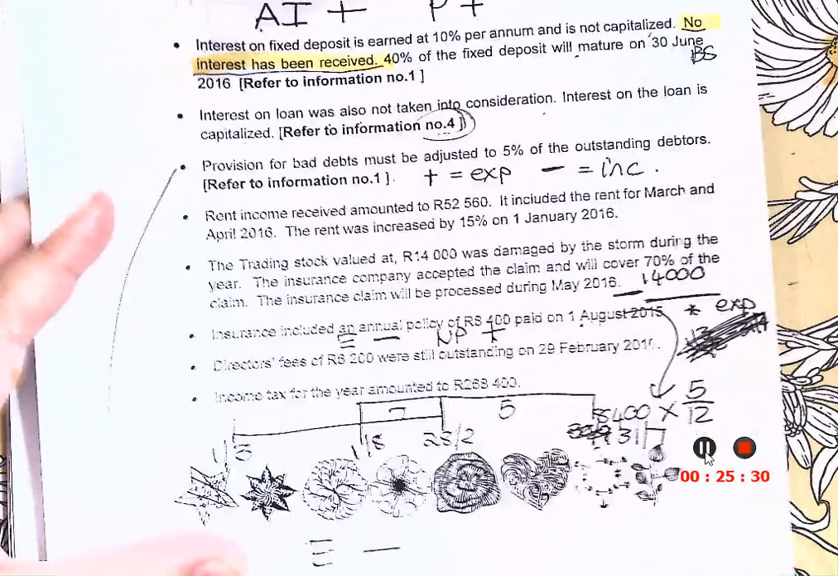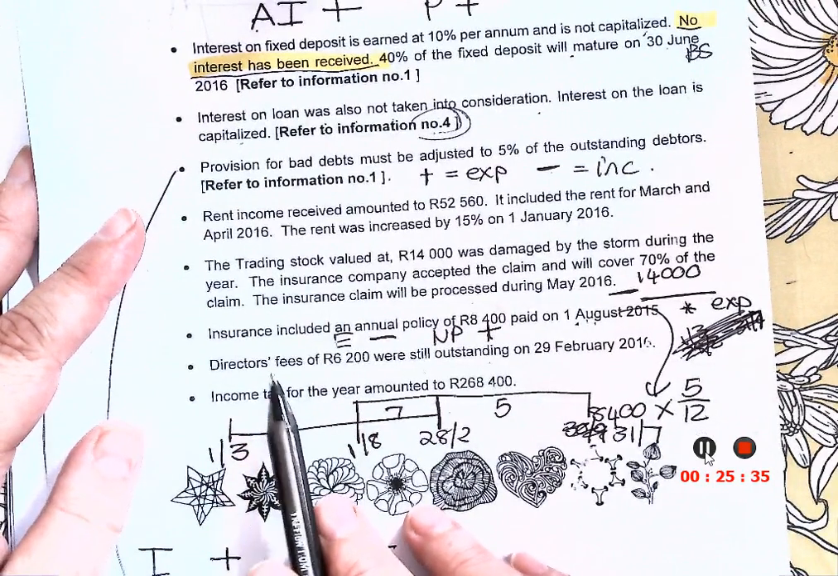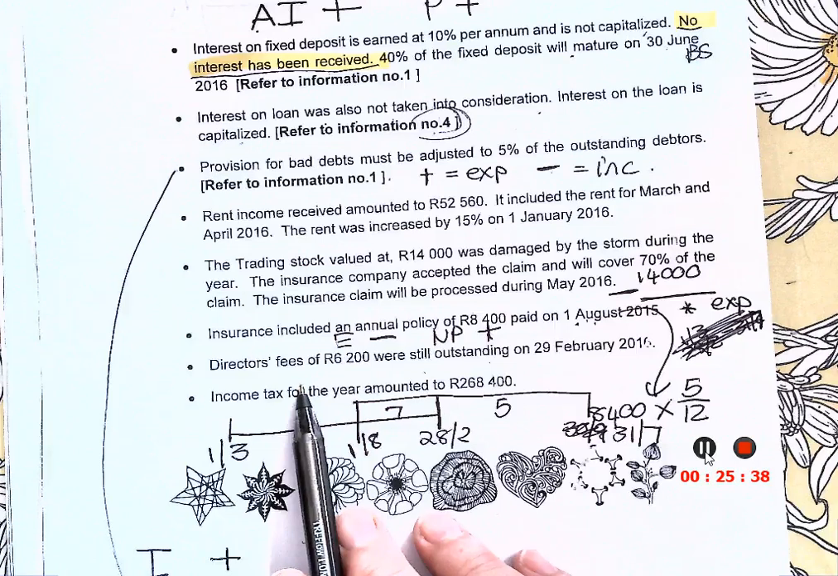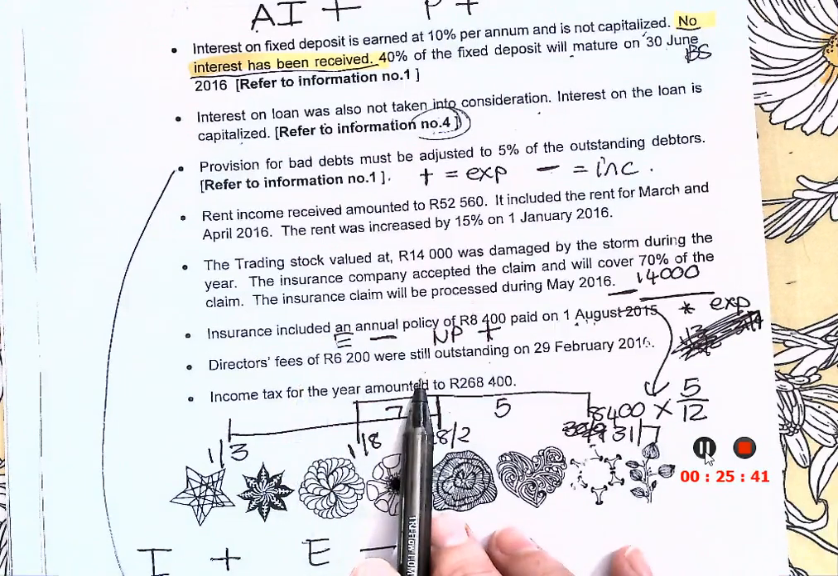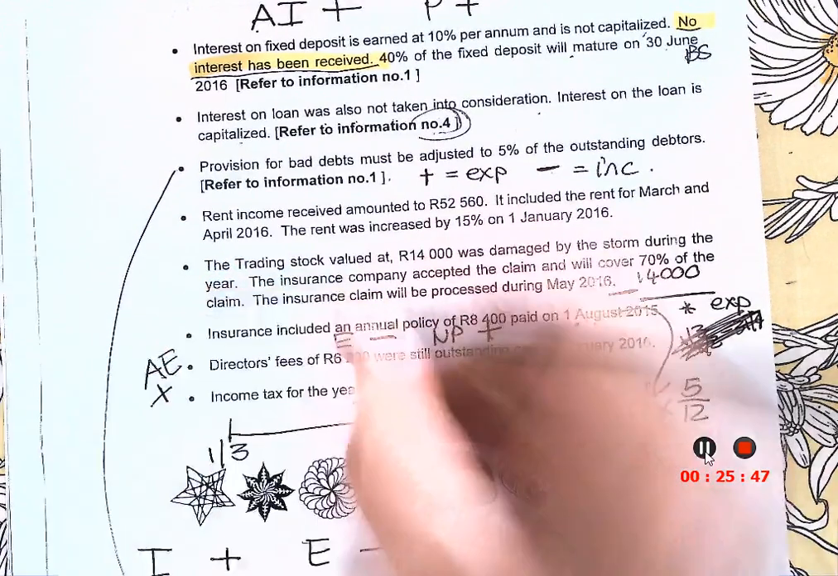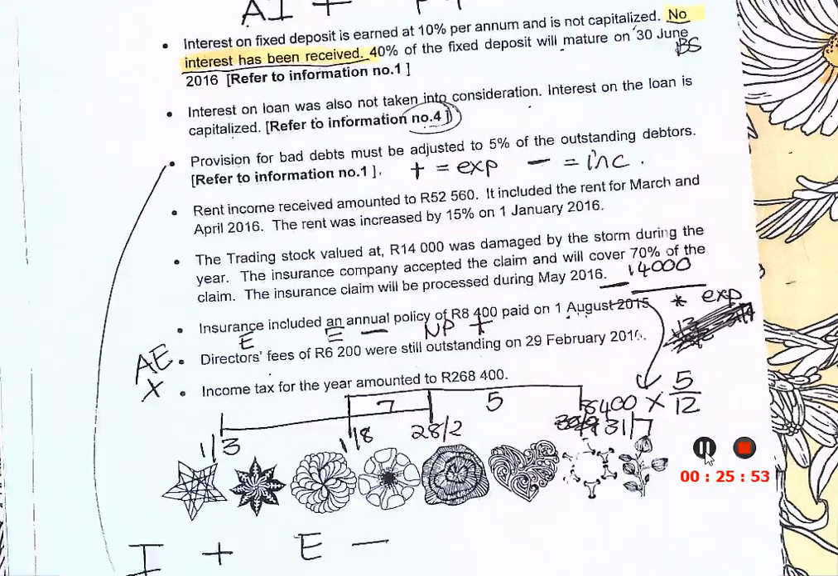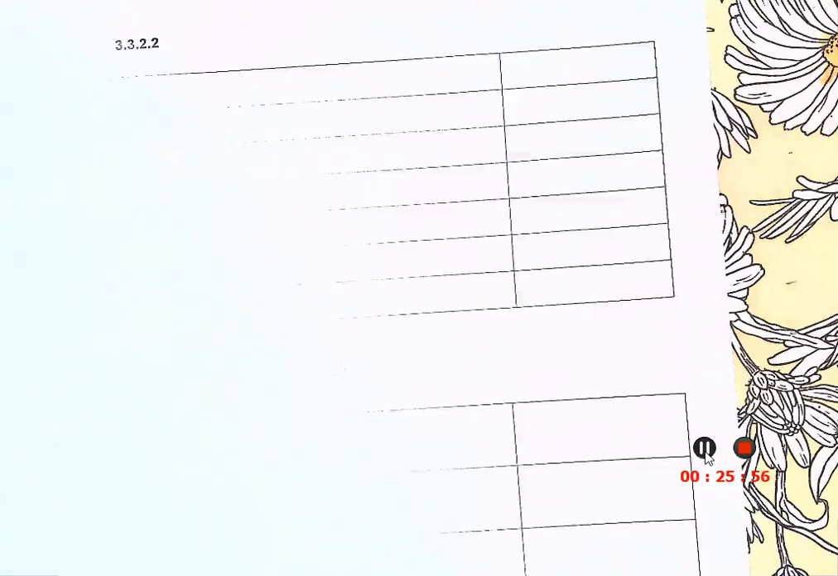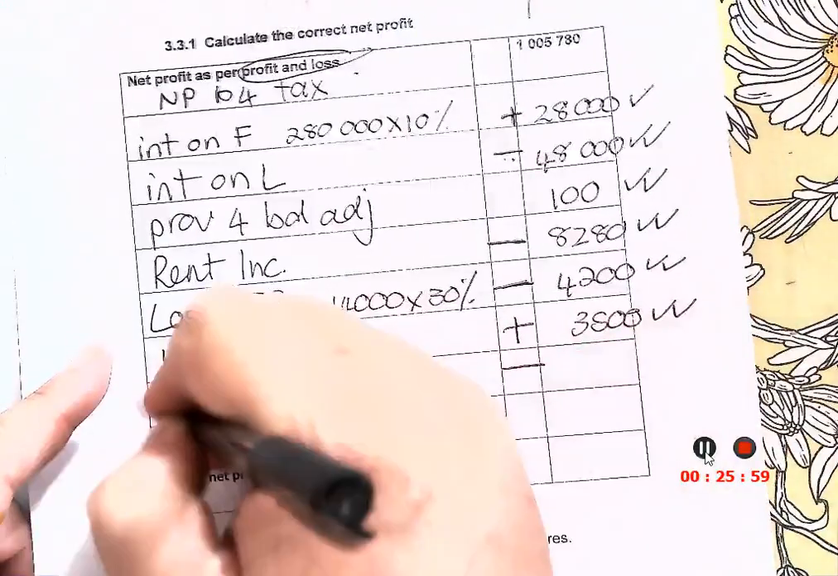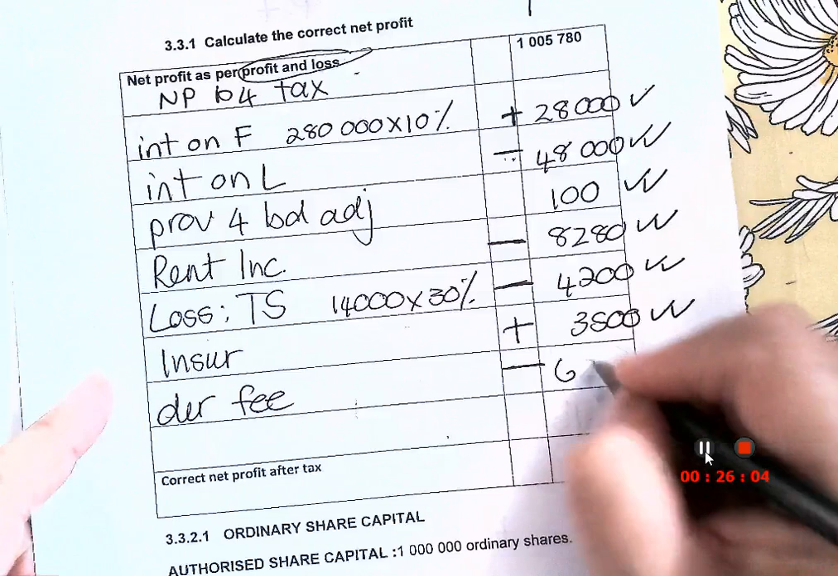So here we go. Director's fees, and this one is now an easy giveaway mark. They say director's fees of 6,200 were still outstanding. What is this? It's an accrued. What is an accrued? It's a plus. What is director's fee? It's an expense. If an expense pluses, what happens to the profit? It minus. So I'm going to have a director's fee of 6,200 extra.